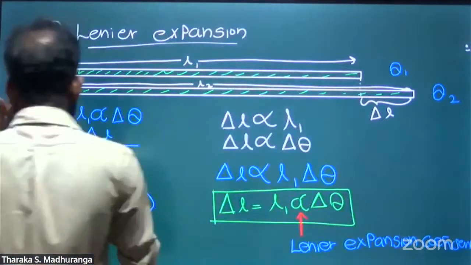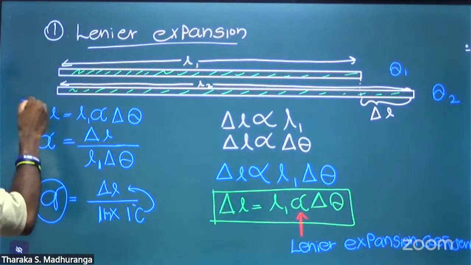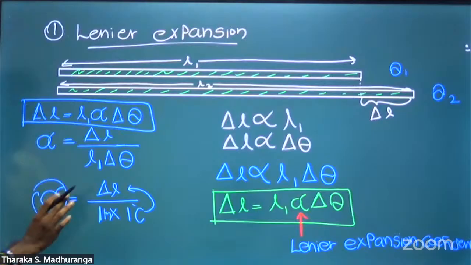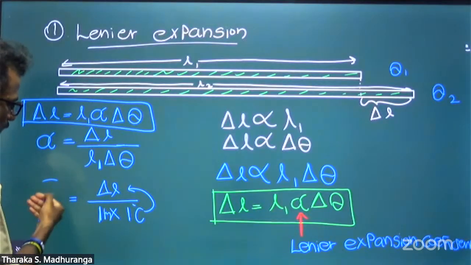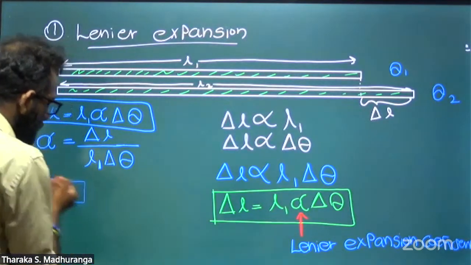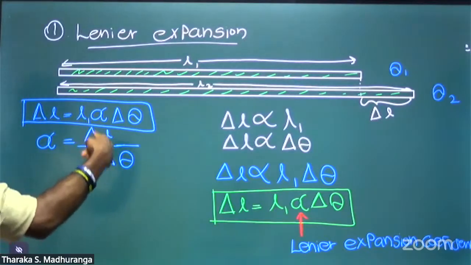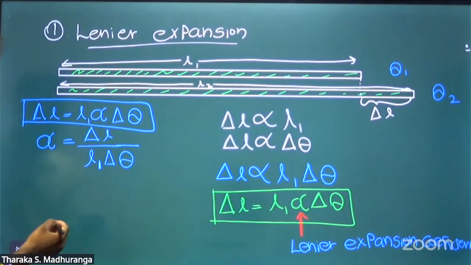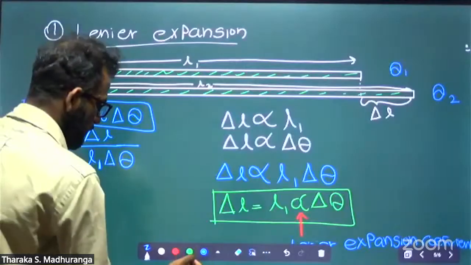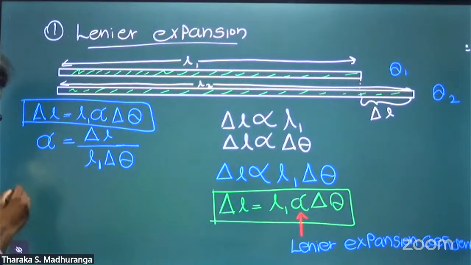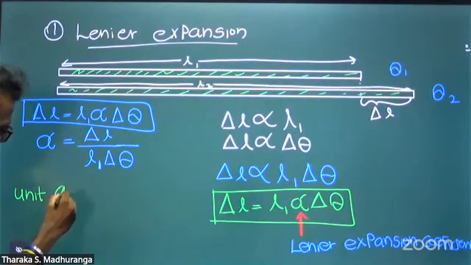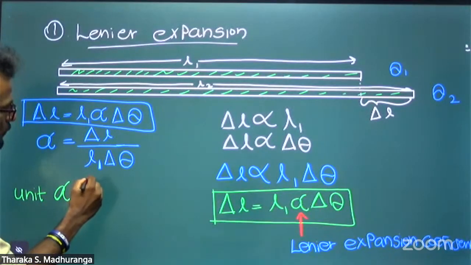Okay, write down this equation again. First of all, isolate this alpha. Then I will explain. Isolate this alpha in two steps. Then you can find the unit of this alpha. Find the unit of alpha.